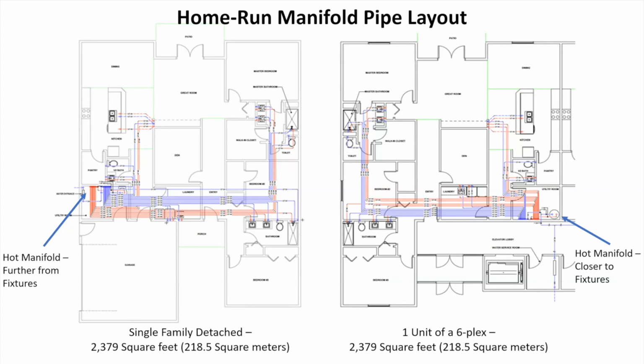I'd still like to figure out how to move that water heater up to the upper right corner of its utility closet, but that requires moving a door. The other thing I would note is that in the second case, the 1 unit of a 6-plex, the manifold is on the far wall from all the fixtures, whereas on the single family detached, it's on the near wall to all the fixtures.